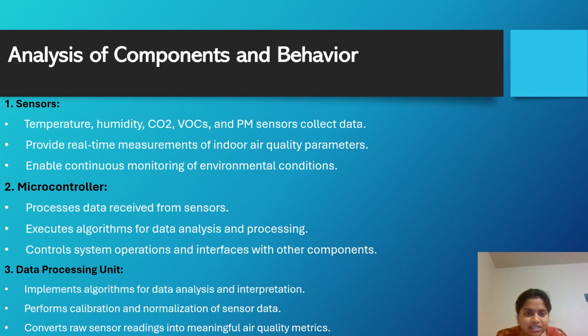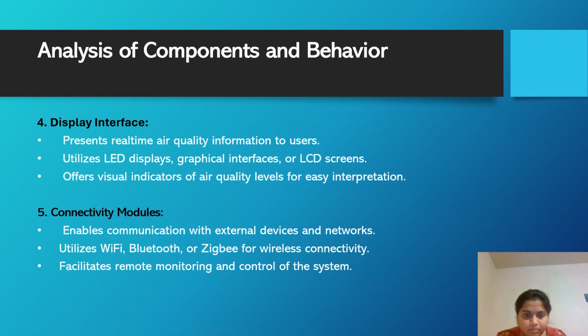Coming to the next slide, analysis of components and behavior. Here, sensors, microcontrollers, and data processing unit. Here are all the different parts of our system: we have sensors that measure the air, a microcontroller that does the thinking, and a bunch of other stuff like displays, communication tools, and a way to store data.